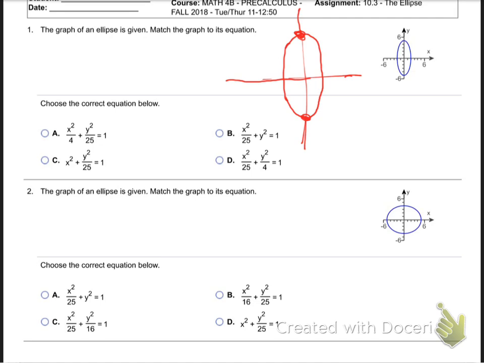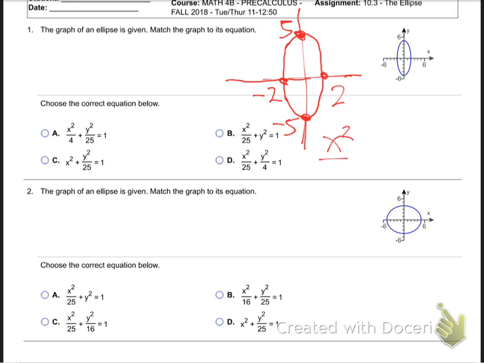So anyway, it goes up to 5, down to negative 5, over to 2, back to negative 2. So there we have an ellipse. Good, I'm just making it a little bigger. So how would the equation go for that one? Let me help you with that.